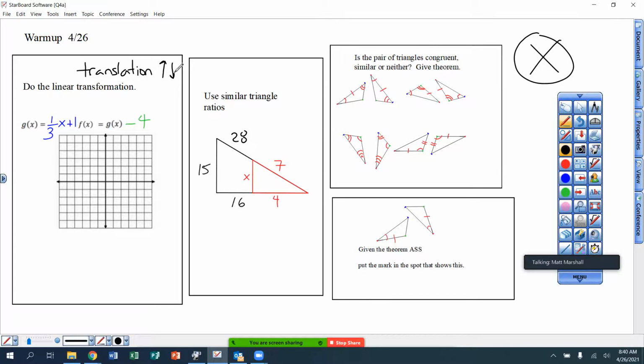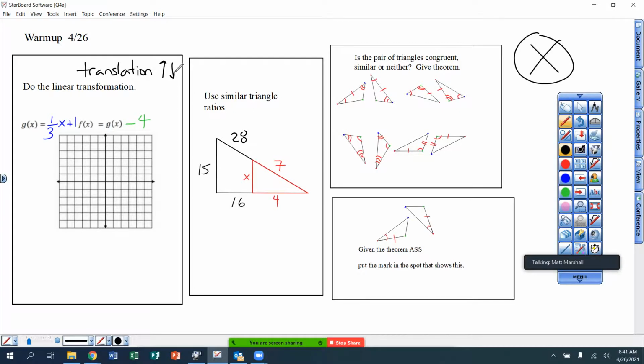Then I need you to know your similar triangle stuff, where you have the little baby triangle and then the big overall triangle, with similar triangle ratios. And then all of the congruent stuff, you've got to know. And then one more added little one, where I give you the theorem and the marks and ask where the third mark would go to make it look like that. If you want to try to find a pencil or pen, feel free.